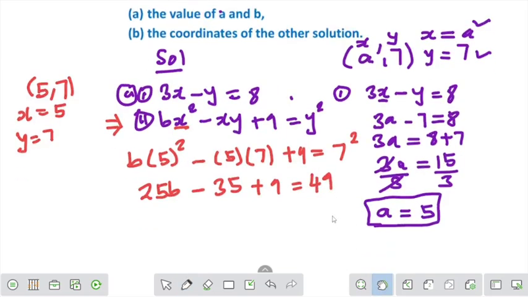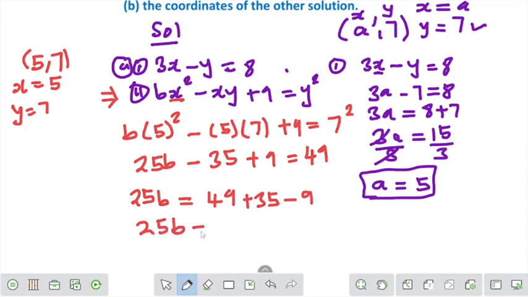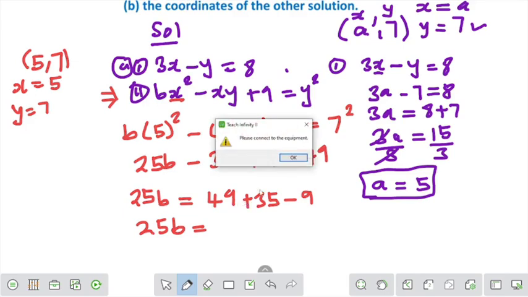Then from here, what are we going to do? We are going to remain with 25b on this side. So we can say 25b is equal to 49, then plus 35, then minus 9. So here we can have 25b is equal to, in case you are wondering, I have just transported negative 35 to the right hand side. It has become a positive.